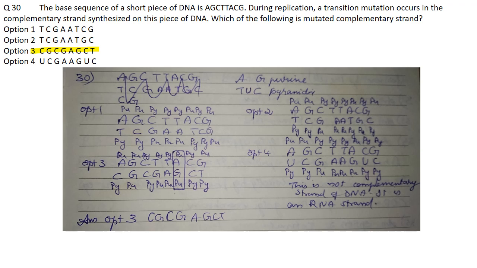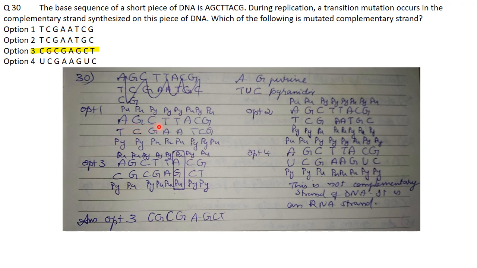Then next one. The base sequence of a short piece of DNA is A, G, C, T, T, A, C, G. During replication, a transition mutation occurs in the complementary strand synthesized on this piece of DNA. Which of the following is the mutated complementary strand? So they have given some complementary strands here. We have to see which one out of these is the mutated one.